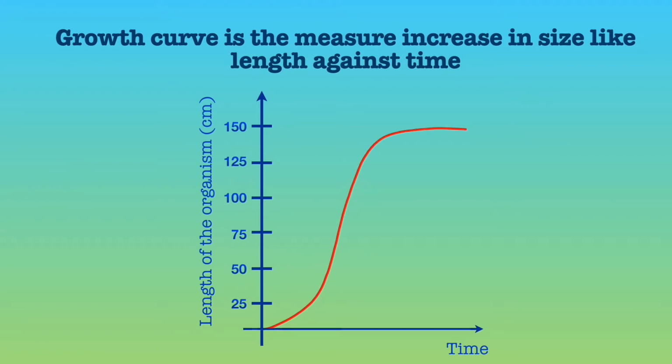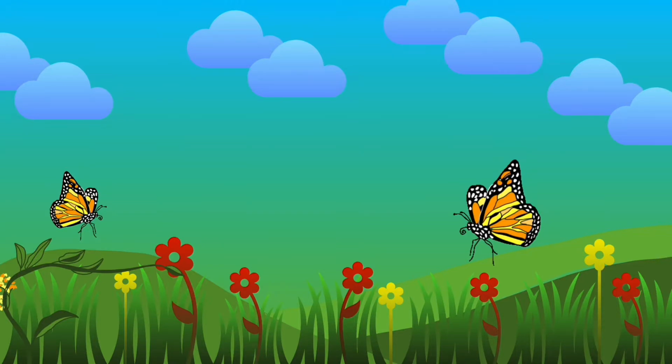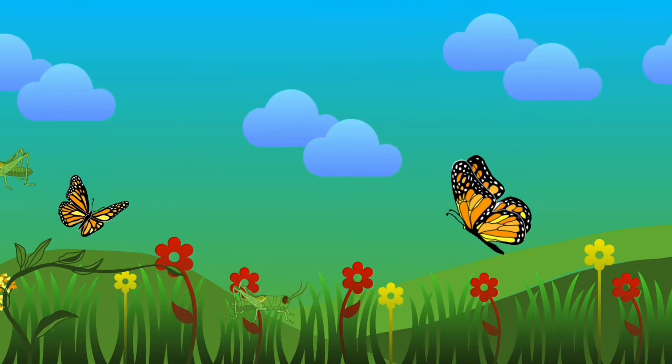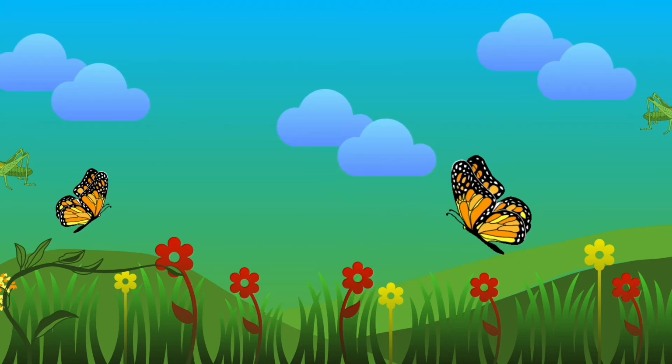However, different types of organisms show a variation in the basic growth curve. In this video, the teacher wants to share a growth pattern for arthropods like butterfly and grasshopper.